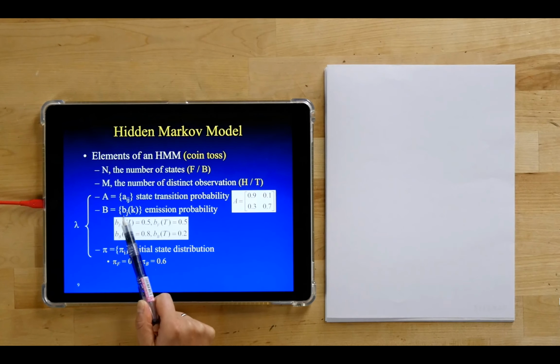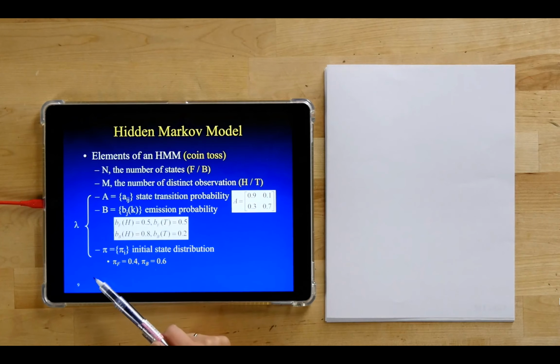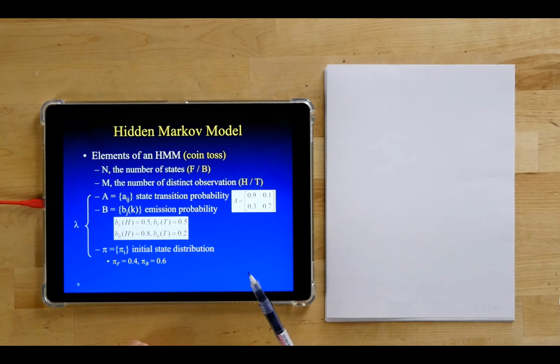And we also have the emission probability, which is the probability of giving head or tail given the coin I'm using. If I have a fair coin, I'll have a 50-50 chance of giving out a head or tail. But if I'm using a biased coin, you can see it's biased because there is an 80% chance I'll get a head and a 20% chance I'll get a tail. And then we have an initial state probability, which is the chance that the first coin I pick is going to be a fair coin or a biased coin. In this case, there is a 60% chance I will pick a biased coin in the first place.